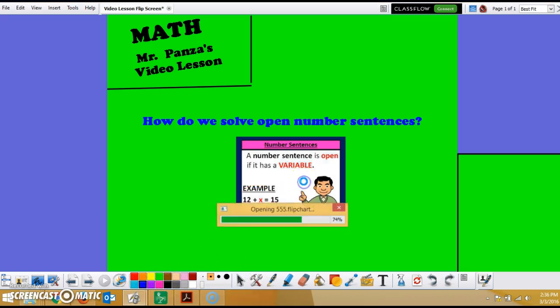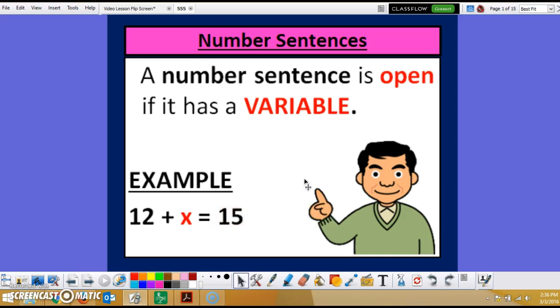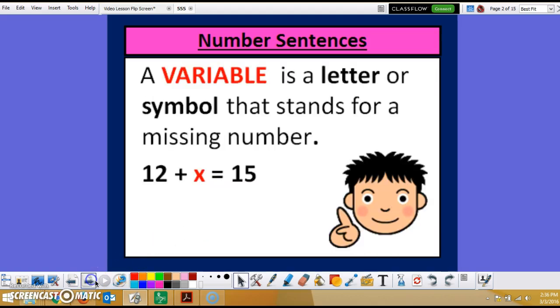Let's take a look. A number sentence is open if it has a variable. A variable is a letter, for example, X. It can be A, it can be a blank space, it can be a question mark. The variable is something that hasn't yet been solved. A variable is a letter or a symbol that stands for a missing number. So in this example, 12 plus X equals 15, X is the variable.